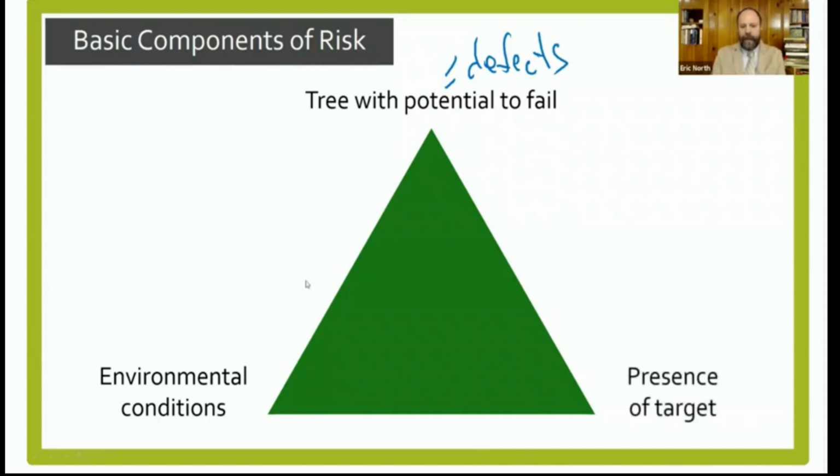And then we also have the presence of targets. And the presence of targets are buildings, it's cars, it's people, right? Something the tree might strike that is of interest.